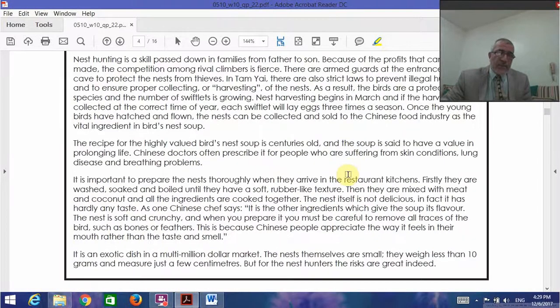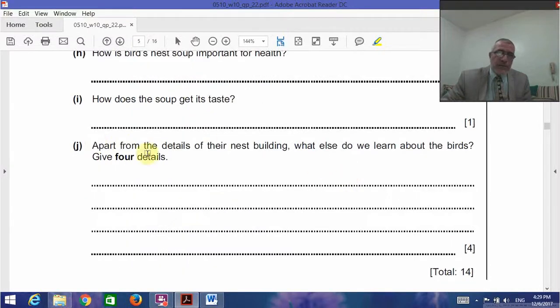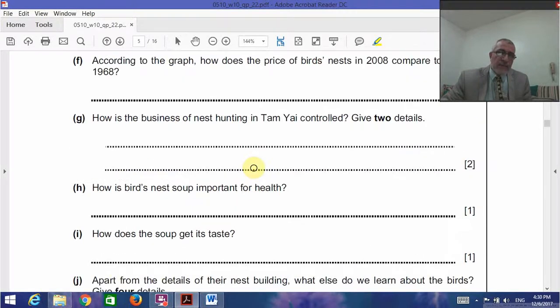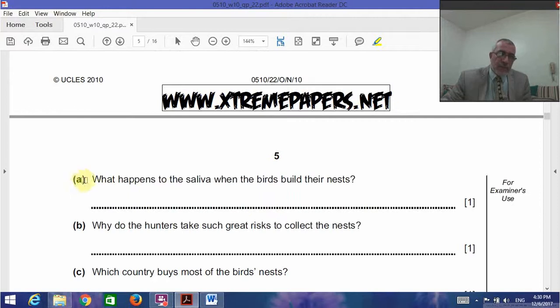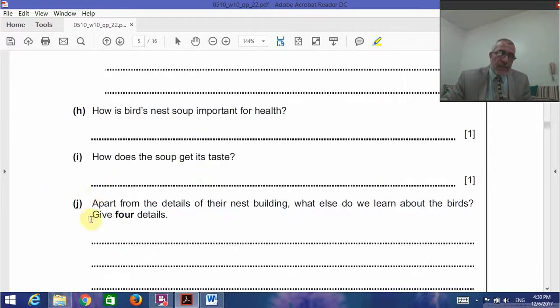In addition to that, there is also a question at the bottom here, the last question in exercise 2, which requires you to find 4 details, okay? So in this case, I would advise you to read the last question, okay, together with the first question here. So once you read question A, you jump to question J here to find what the details are required here. What details are required? So apart from the details of the nest building, yes. What else do we learn about the birds?